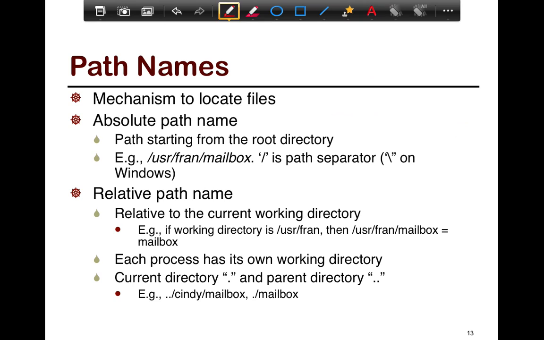Path names are the way you refer to files. There are two types of path names, absolute and relative. Absolute specifies everything from the root directory. So it includes a path separator, which depends on the system, whether it's a forward or a backward slash. Typically, it's just one of these two characters. And then you include folder names, in this case user, friend, mailbox. So you include these as part of the path name.